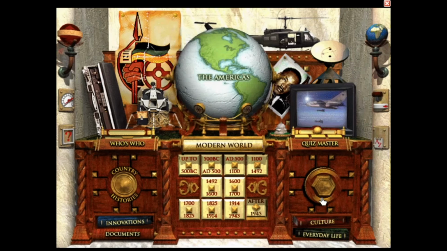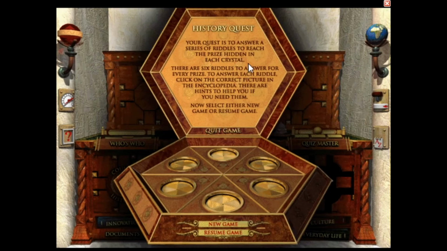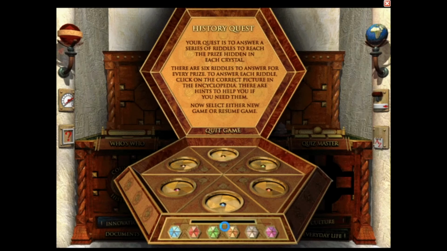I have just spotted there's a history quest. Is that the same thing? Before we go, what is the history quest? This quest is to answer two riddles to reach the prize in the hidden crystal. There's six riddles to answer for every prize. To answer each riddle, click on the correct picture in the encyclopedia. There are hints to help you if you need them. Now select either new... Oh, okay. This is different. This is very different.